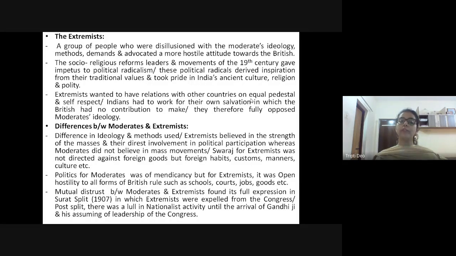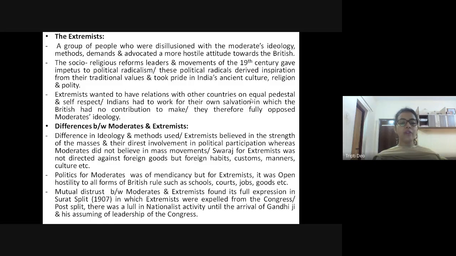They both were a part of Indian National Congress until the Surat split happened. We'll talk about it later. But when you start thinking about Indian National Congress, you have to look at the moderates and extremists equally. So let's try and see clearly what were the differences between the moderates and extremists. There was difference in ideology and methods used. Ye ab aapko baat samajh aa gayi hogi ki unki ideology, unki soch aur unke methods, practical implementation jo kar rahe hain, wo moderates ka aur extremists ka kafi different tha.